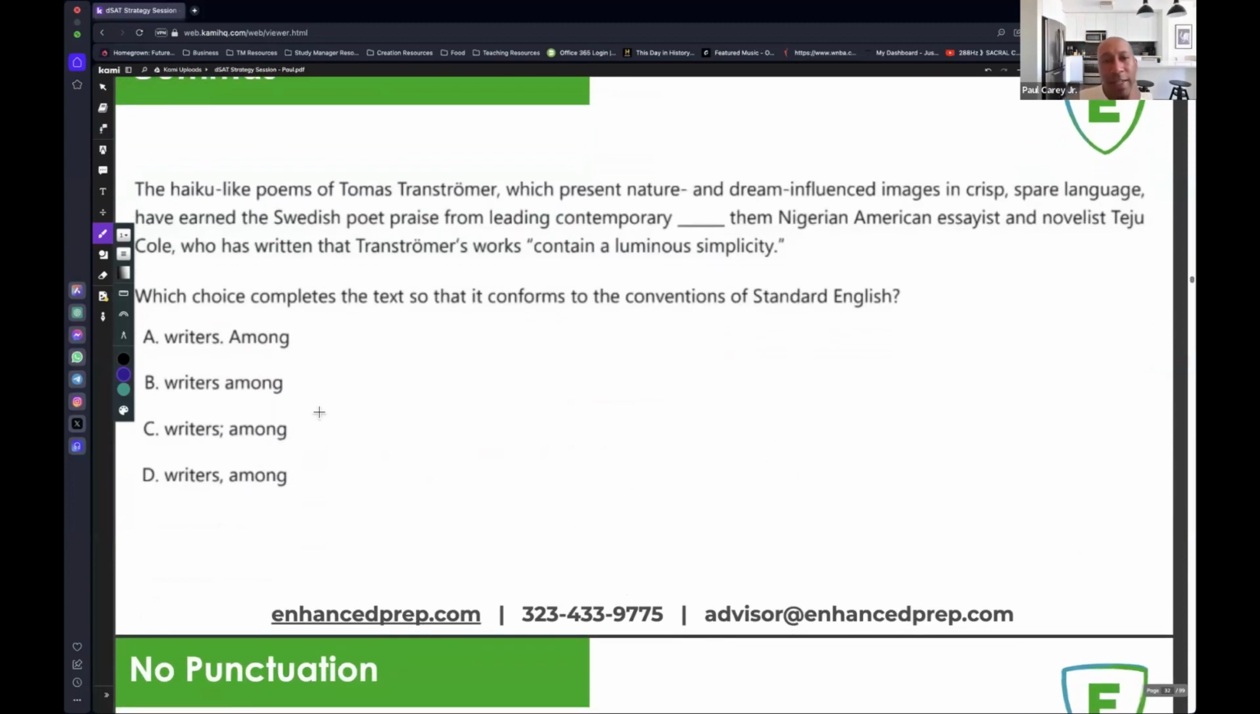Okay, so let's check out this portion. We see that the punctuation is changing right here, right? So what can we do at this point? We look and we say, are we going to have a complete or incomplete for the top? So the haiku-like poems from Tomas Tranströmer.